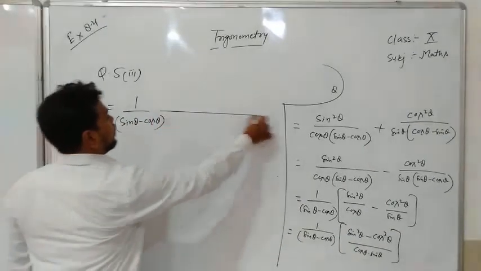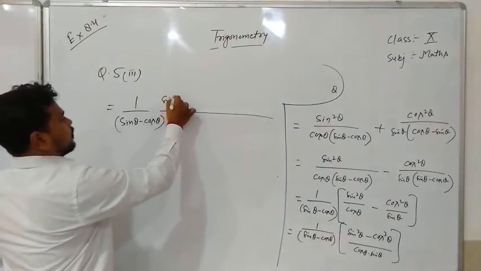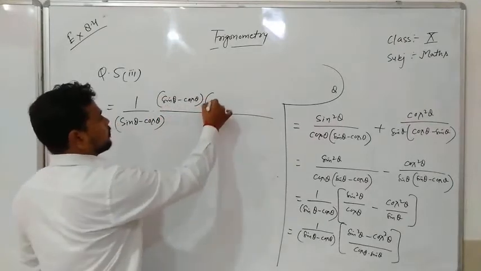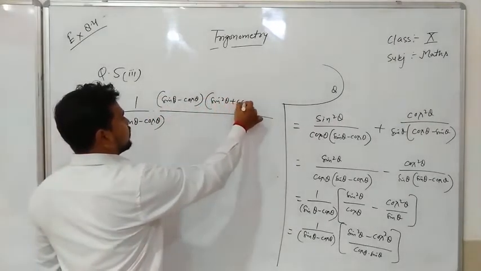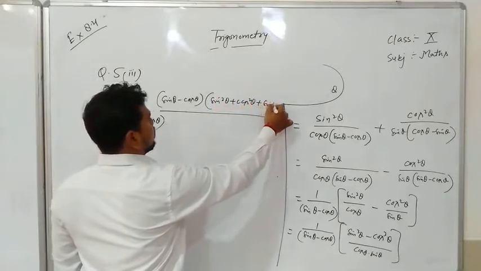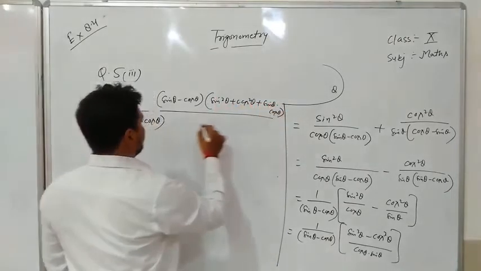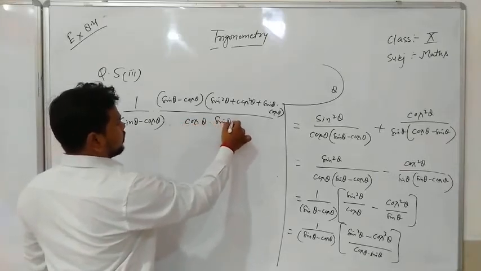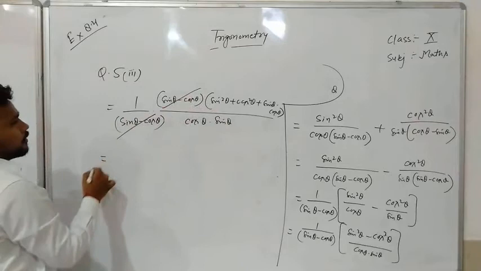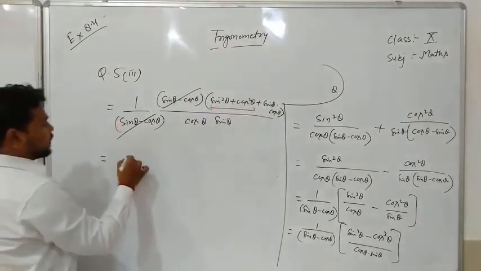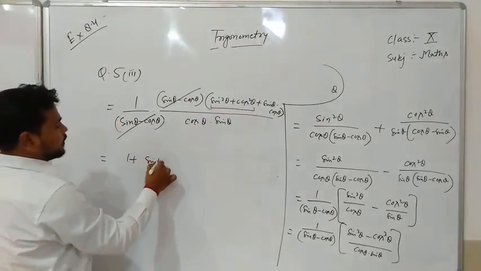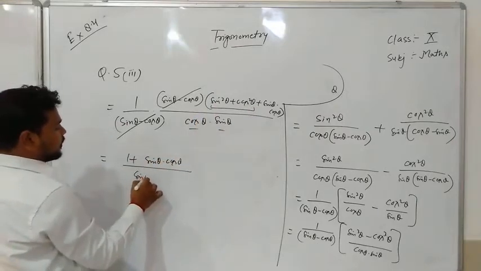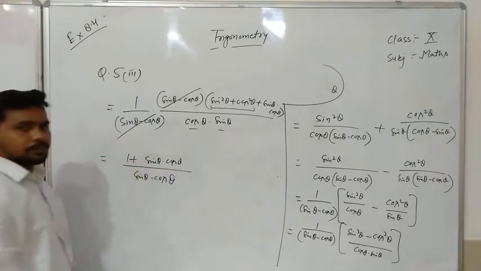First of all, that is a minus b, (a square plus b square plus ab), means a square plus b square plus ab, and here it is cos theta into sin theta. Now that is cancelled with that thing. Sin square theta plus cos square theta, that is 1 plus sin theta into cos theta upon cos theta into sin theta is written as sin theta into cos theta.